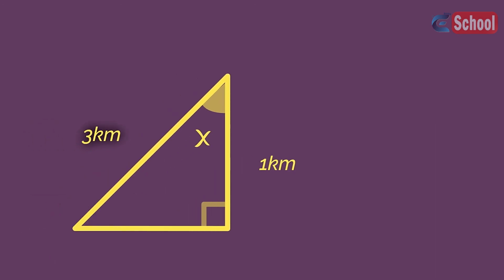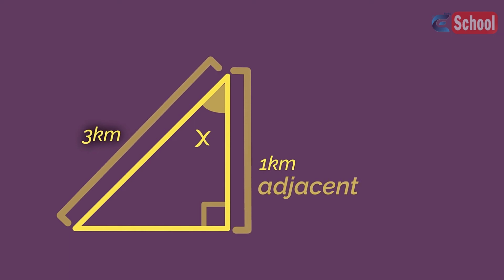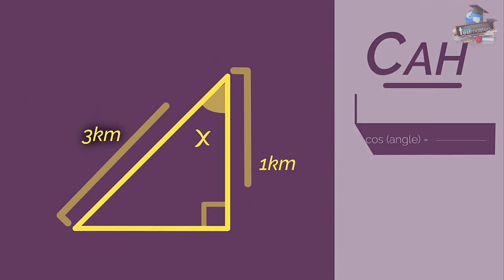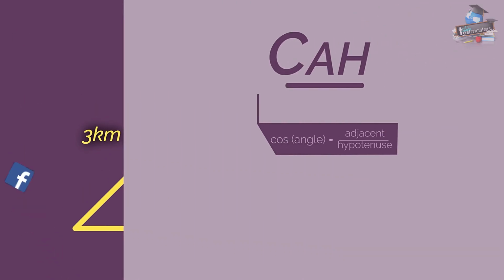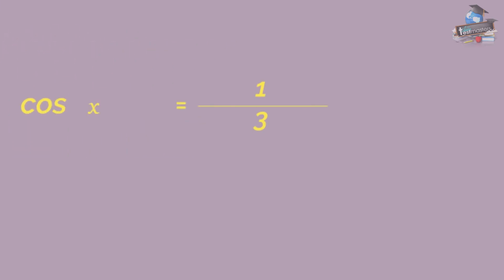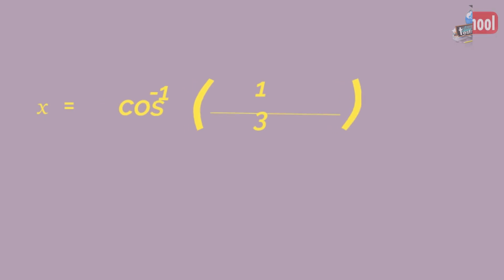As always with SOHCAHTOA, start by labelling the sides. Adjacent is here and hypotenuse. So AH means we use cos. Cos angle equals adjacent divided by hypotenuse, substituting in our values, so we have cos x equals 1 divided by 3. Using inverse cos, so x equals inverse cos, brackets 1 divided by 3, type into our calculator, and we get x equals 70.5 degrees.